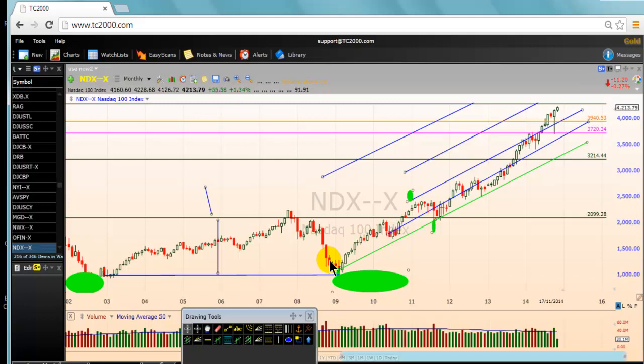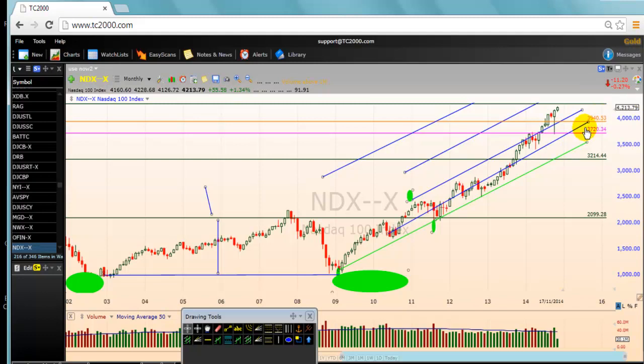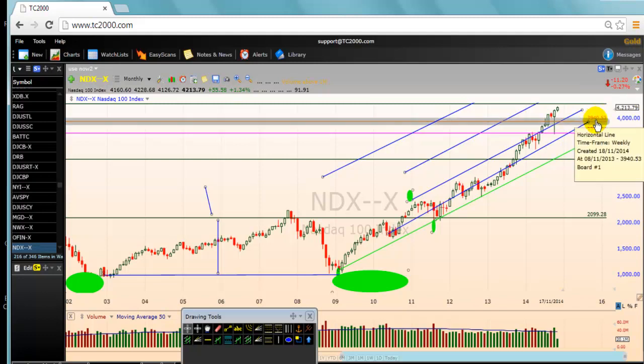The long-term equilibrium price level is at 3720, which is the pink line here. And the short-term equilibrium price level is at 3940.